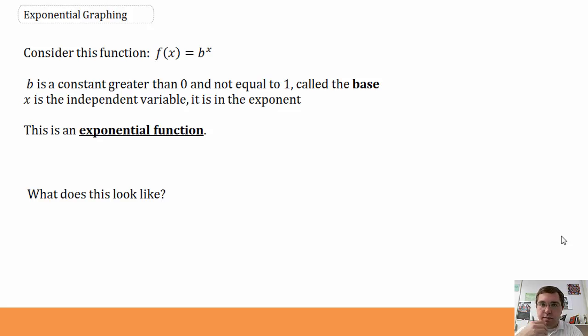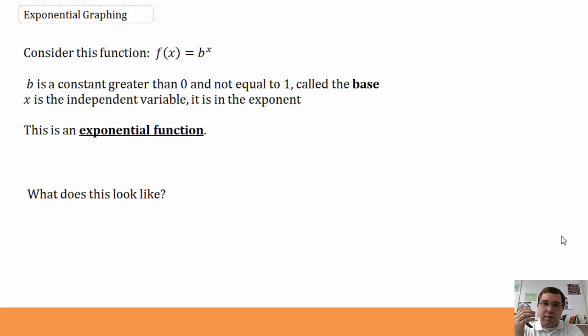It's called the base. So b is some number. It's not a variable. It could be 2, it could be 1/2, it could be square root of 2. It's some number greater than 0 but not equal to 1. Because if it was equal to 1, 1 to any power is always 1, and this would be a very uninteresting function. It would just be the horizontal line at 1.